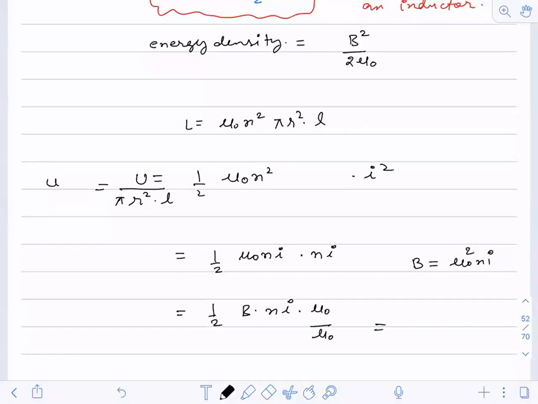Now again, what is this quantity? Mu naught Ni. Again, this becomes B. So this becomes B square divided by mu naught. So this is energy density. So this is the derivation. That was given in NCERT. That's why I didn't take it.